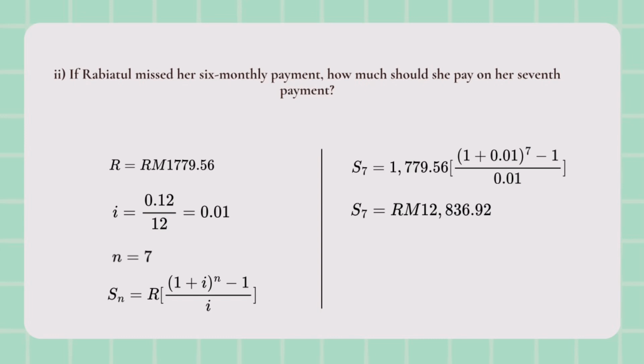So for this question, Rabiatul's monthly installment is 1,779 ringgit and 56 cents with an annual interest rate of 12% compounded monthly. This gave a monthly interest rate of 0.01. Since she missed her first 6 payments, the amount due on the 7th payment is the accumulated value of those payments. Next, using the future value of an annuity formula and substituting the values, the total amount is 12,836 ringgit and 92 cents. Therefore, Rabiatul must pay 12,836 ringgit and 92 cents on her 7th payment.